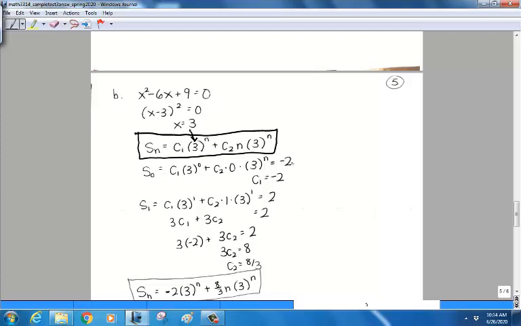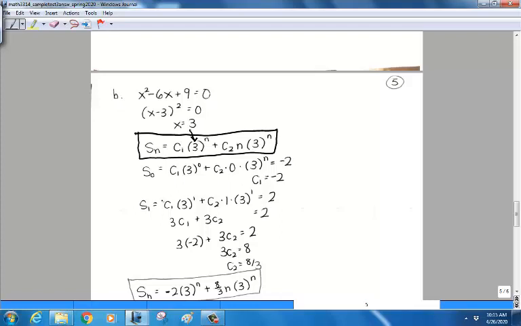Here we were given that S sub 0 is equal to minus 2. But S sub 0, of course, we can also compute by this formula. So when you plug 0 into this formula for n, you get C1 times 3 to the 0th power plus C2 times 0 times 3 to the nth power is equal to minus 2, right? And then just solve that equation. You get C1 is equal to minus 2.